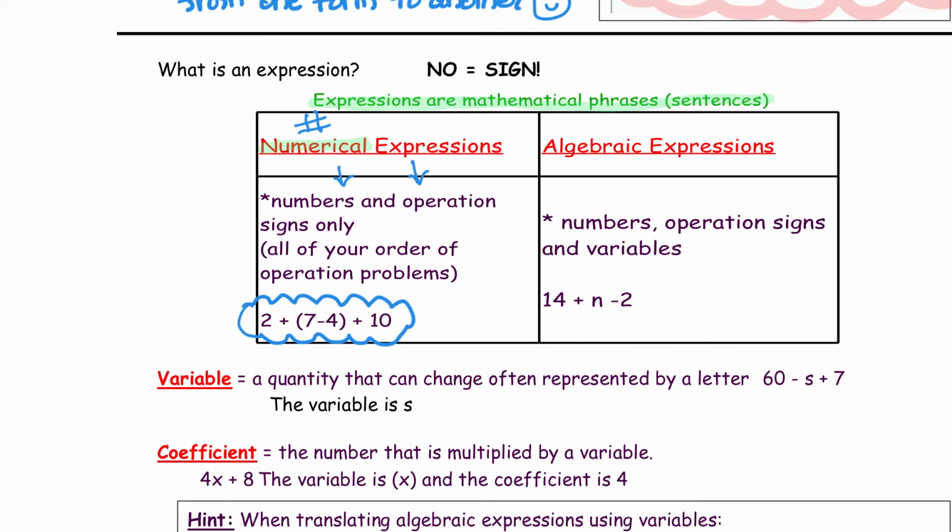Remember in class, we've always said there are no equal signs. There are no equal signs because it is an expression. An equation, something that we look at later, has the equal signs. Now let's take a look over here.